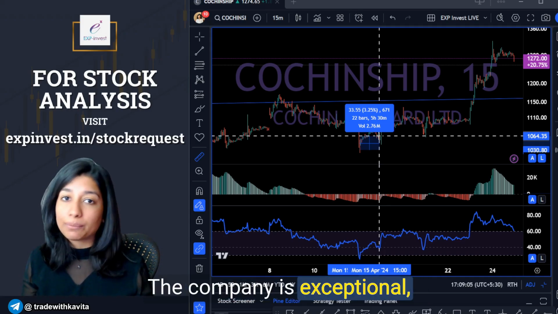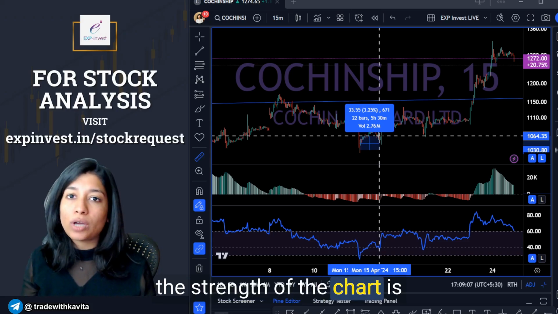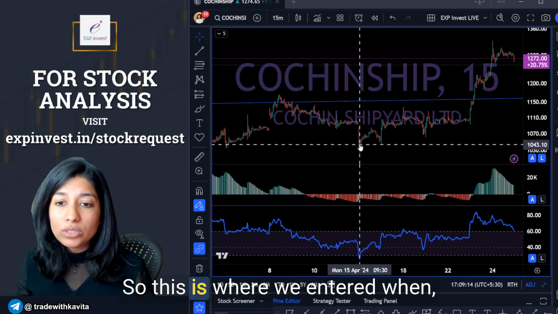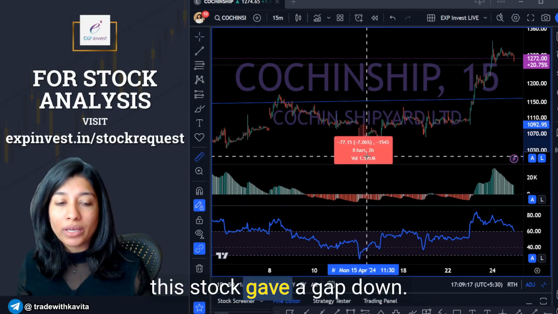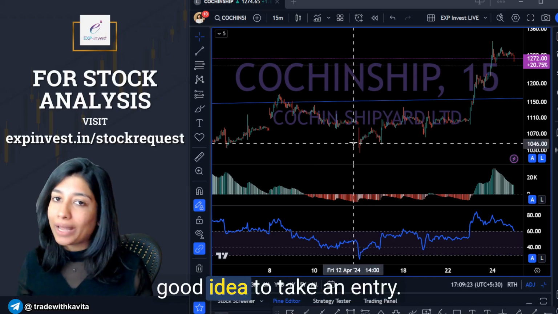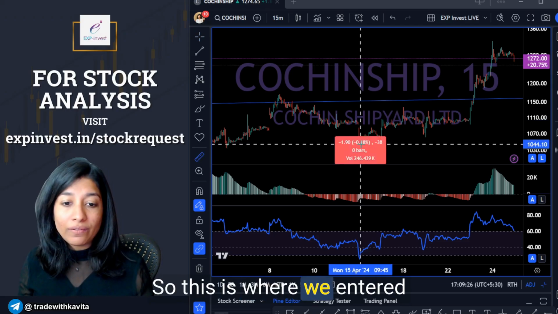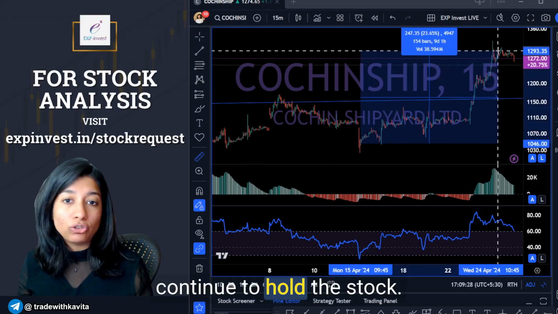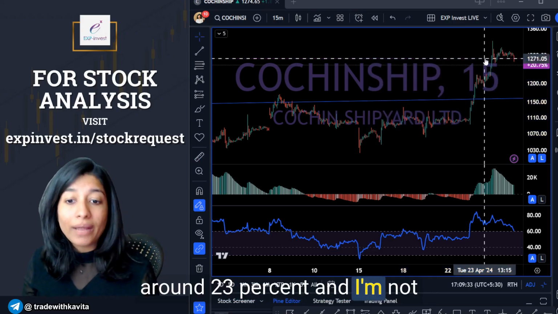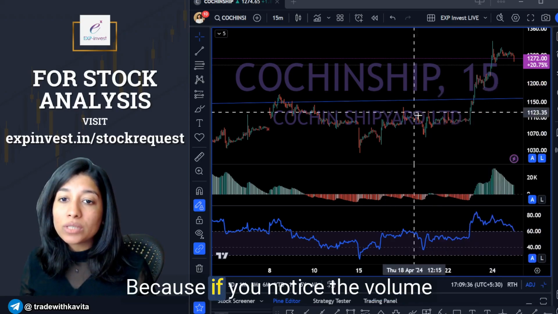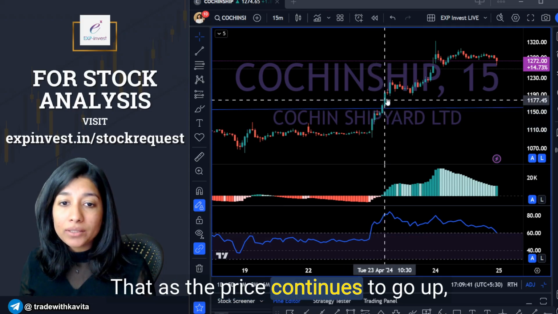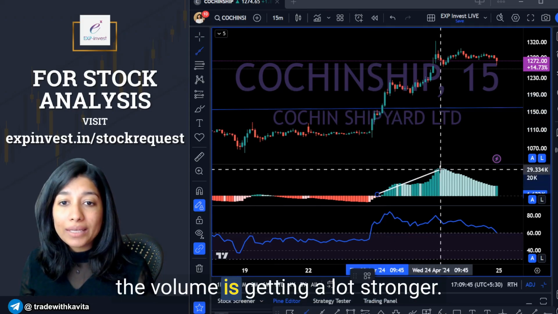The company is exceptional. The strength of the chart is phenomenal, and this definitely calls for taking a little bit of a risk. So this is where we entered when this stock gave a gap down. It's very unusual for the stock to give a gap down, and when it does, it's a good idea to take an entry. So this is where we entered on the 15th of April, and we continue to hold this stock. Within 9 days, we've captured around 23%, and I'm not done holding the stock yet, because if you notice the volume activity, you will clearly see that as the price continues to go up, the volume is getting a lot stronger.